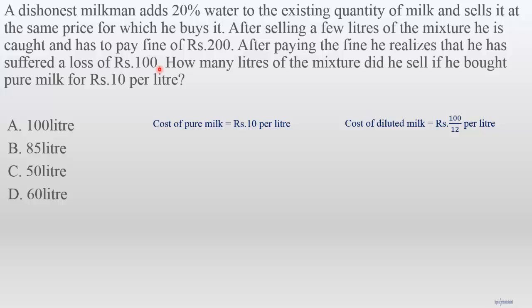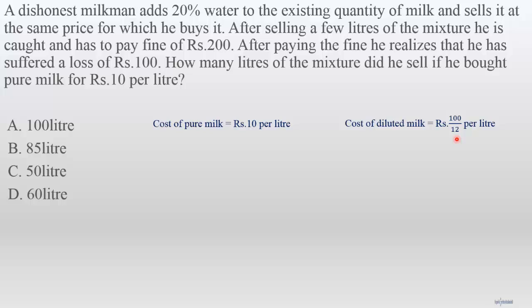We know that the cost of pure milk is rupees 10 per liter, and he adds 20% water to the milk. So for 1 liter of milk, he will add 0.2 liters of water, and the total diluted milk that he gets for rupees 10 is 1.2 liters. Now, 10 by 1.2 can be written as 100 by 12, which is what we see here. The cost of diluted milk for the milkman was 100 by 12.